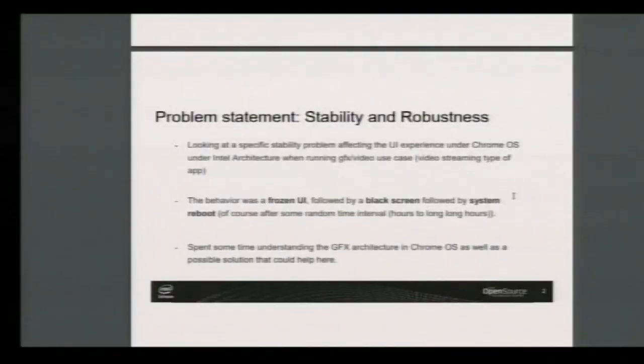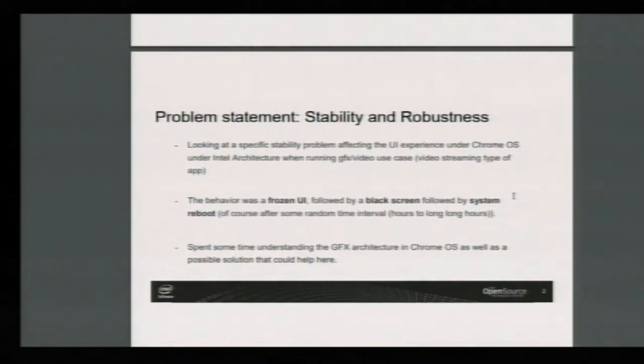For the last few months, I've been looking at a stability problem in Chrome OS. The use case was actually very simple. It was a video app. It was using texture streaming, so it was making 3D calls. And because it's a video app, it also uses the media engine for the video decode.